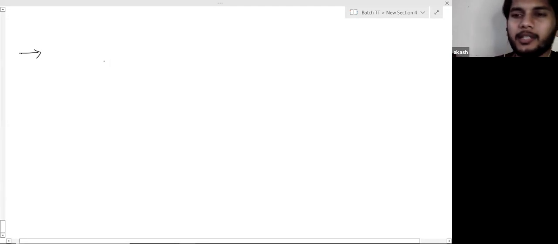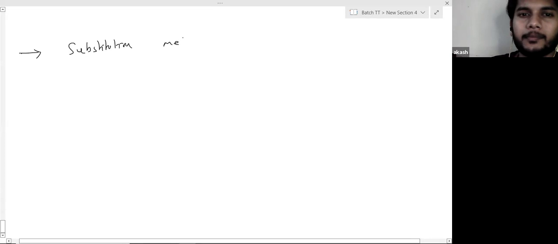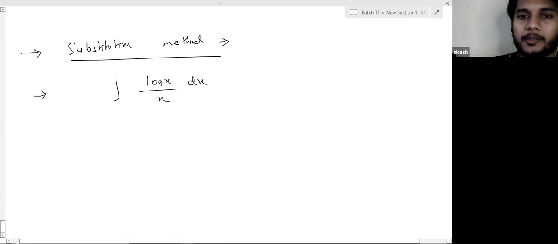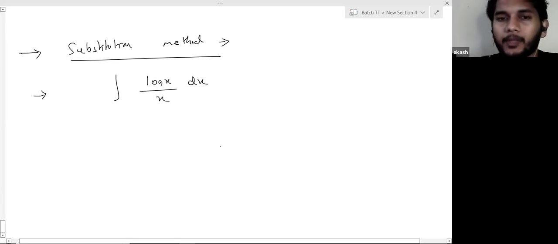All right. So in the last class, we started the first part of integration, which is very crucial, the substitution method. What is substitution method? Suppose you have integration of log x upon x dx. There is no basic formula for this type of integration. So in this type of questions, we use a method called substitution method. We did a few questions in the last class.